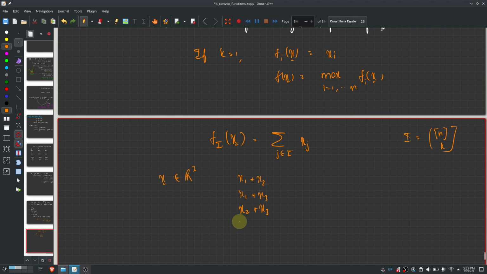Now each of these is an affine function, it's a linear function, right? So the maximum over all I of fI of x is exactly equal to f of x, the sum of the k largest components. So this is going to be convex.